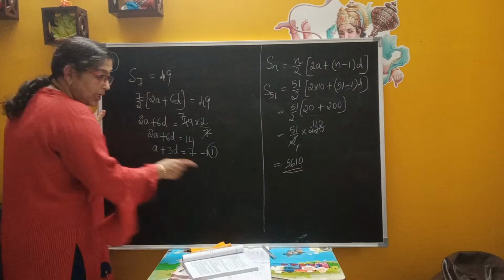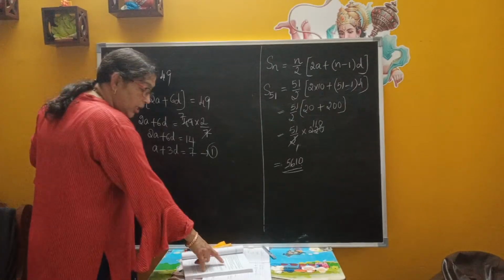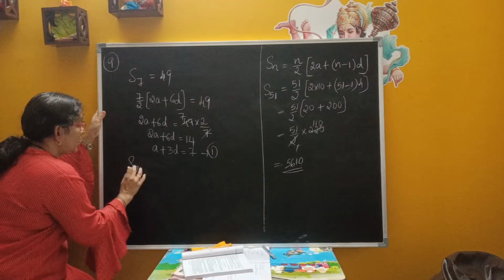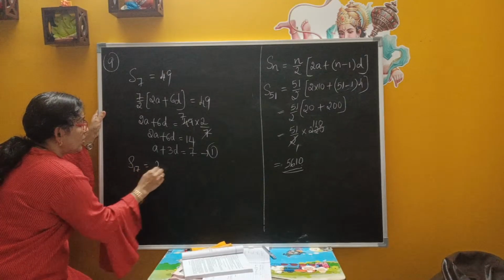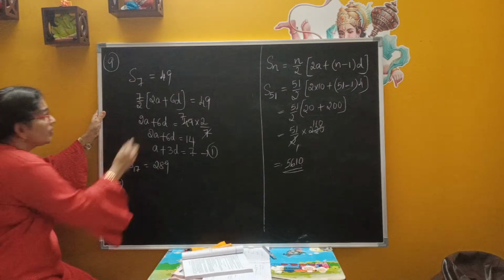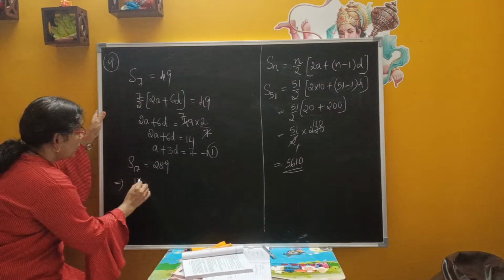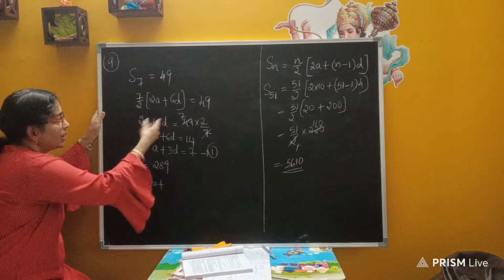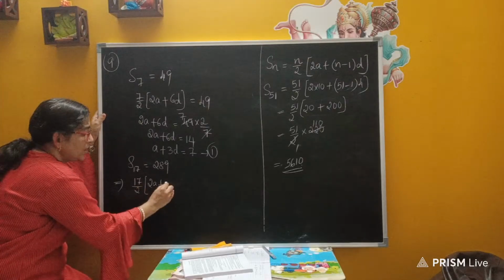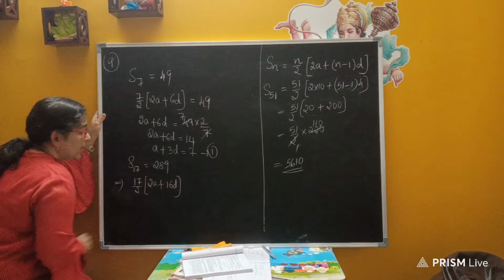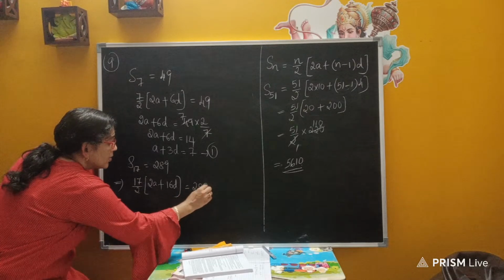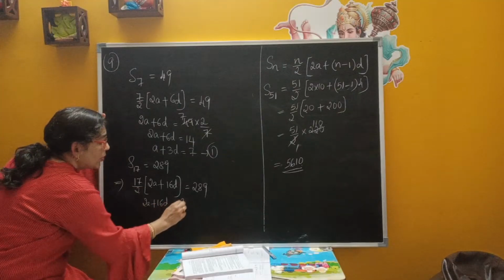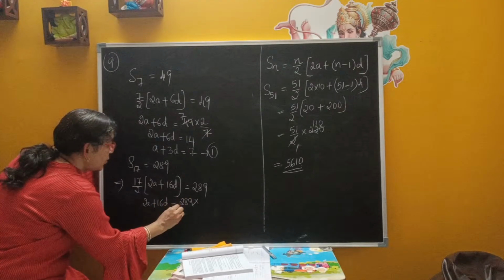Okay, equation 2, 17th term it is. Okay, sum of 17 terms, how much? 289. So S17 is equal to 289. How can you write the equation? So n by 2 is 17 by 2 into 2a plus n minus 1. n minus 1 is 17 minus 1 is 16. 16d is equal to how much?